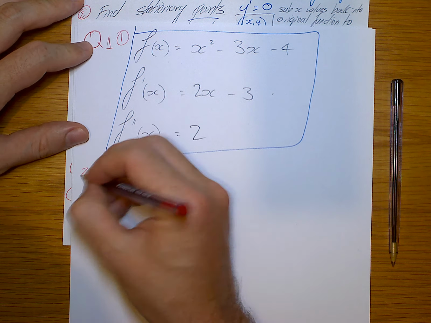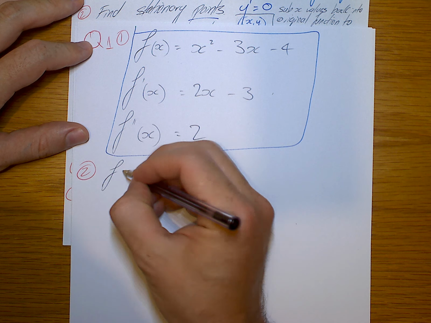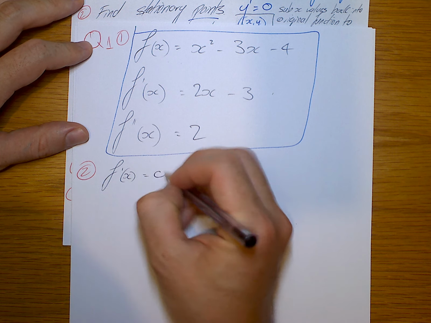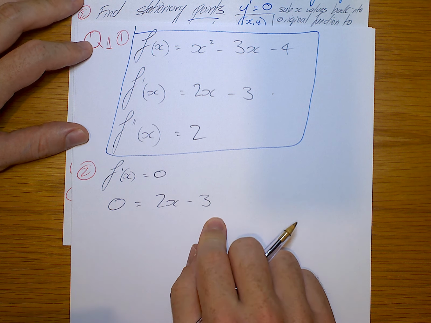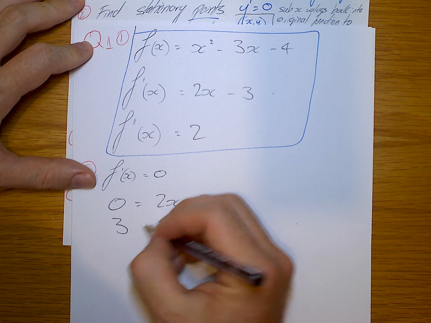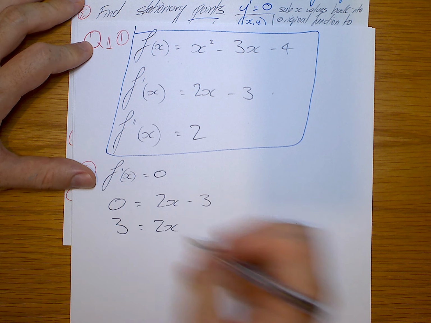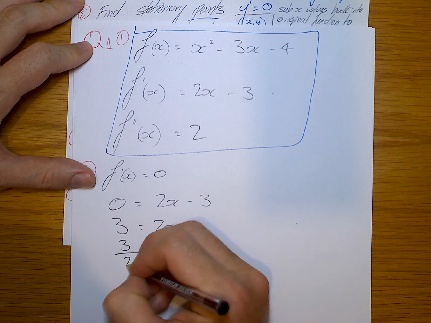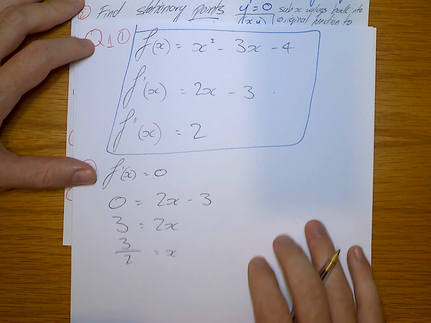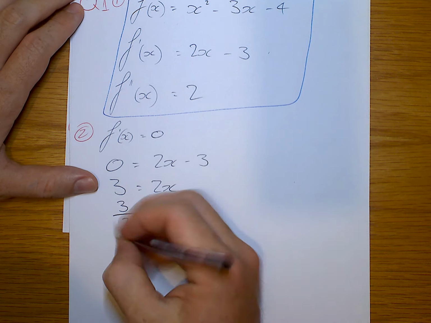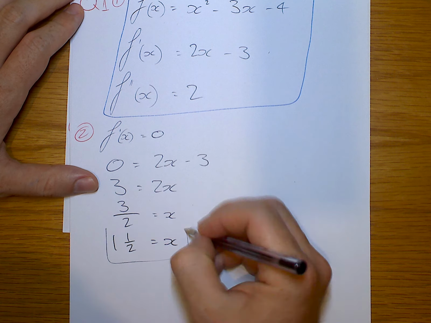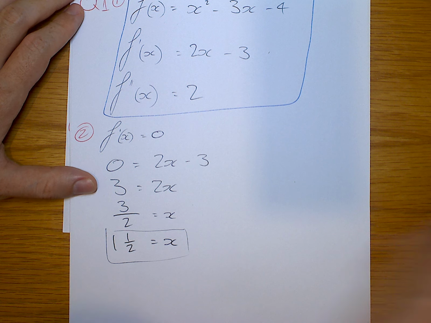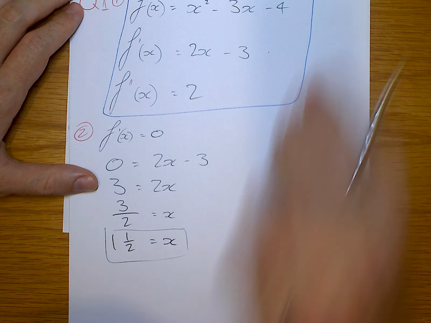Just to be clear, step 2: f dash x equals 0. So we have 0 equals 2x minus 3. We add 3 to this side, and we can divide by 2. I'm going to change that to a mixed numeral, so 1 and 1 over 2 equals x. So there is an x value. I'm going to set it up nice and neat, so I'm going to keep going. Find the y value.